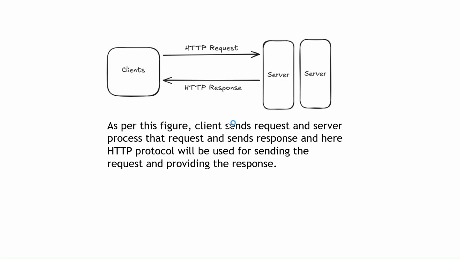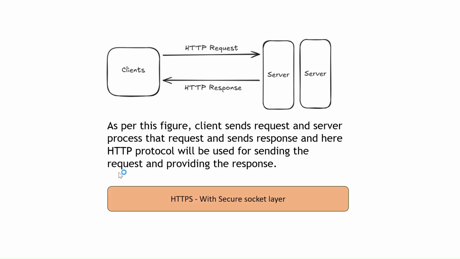HTTP protocol by default is not secure. If we want to secure that protocol, we have to use an S with HTTP, giving HTTPS, where the S stands for Secure Socket Layer. If we use the HTTPS protocol, that communication protocol is secured by default.